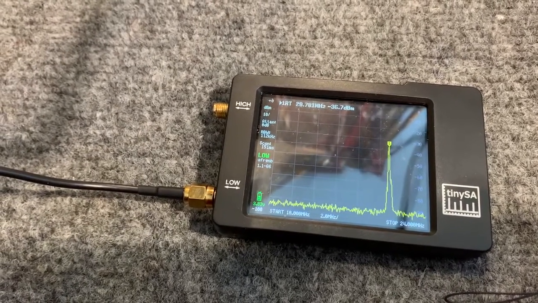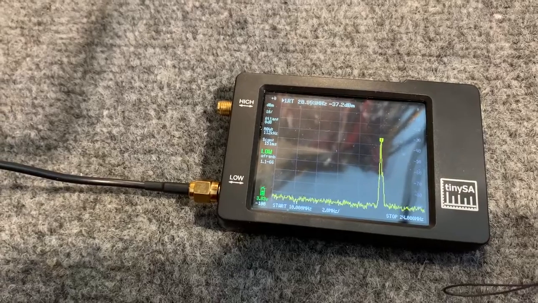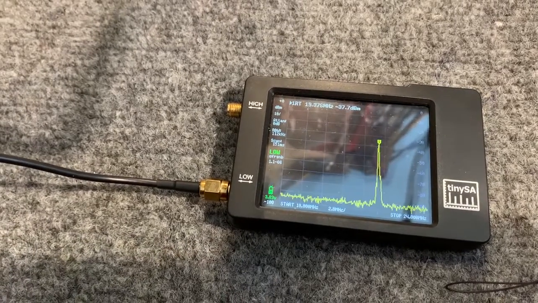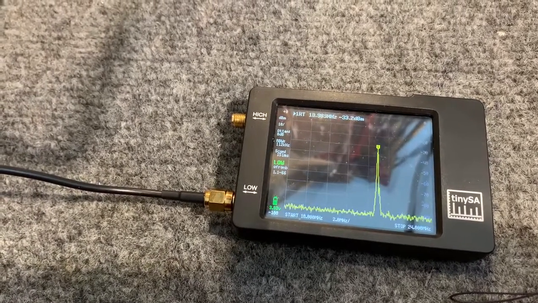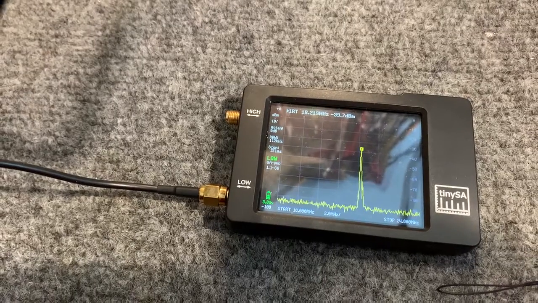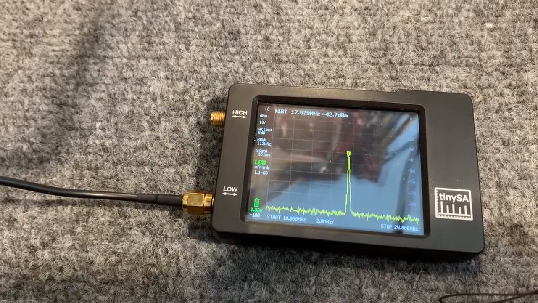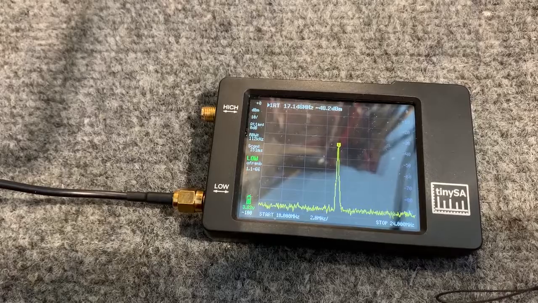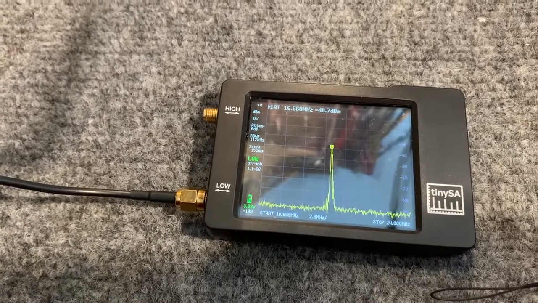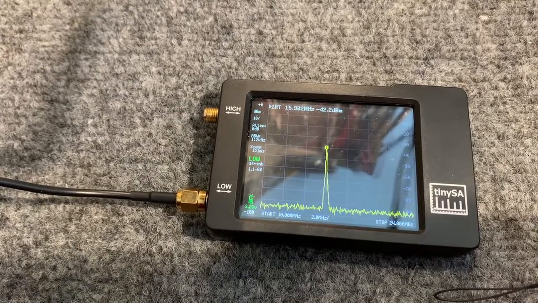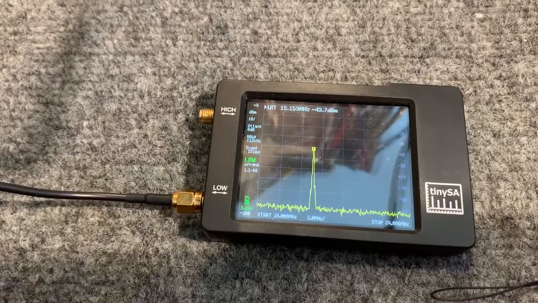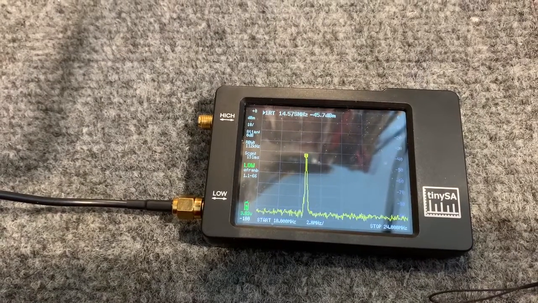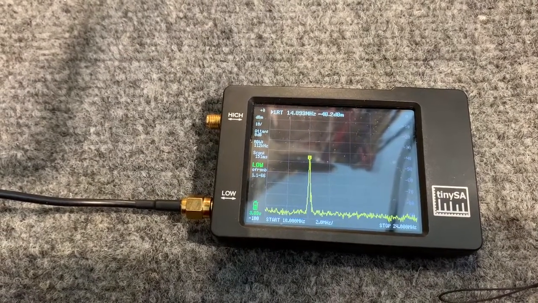the local oscillator output is remarkably steady and rather clean as well, which is good. So the start frequency is set for 10 megahertz. And the cutoff starts round about here.